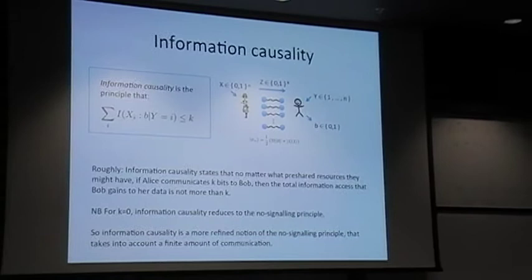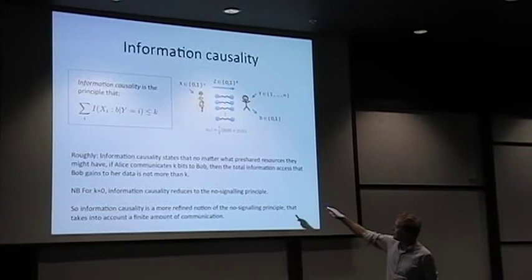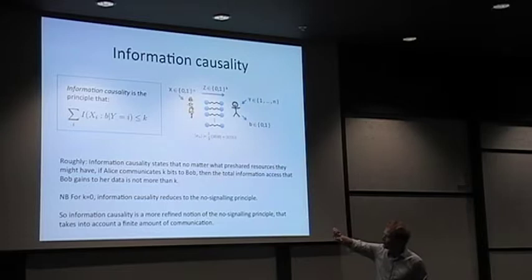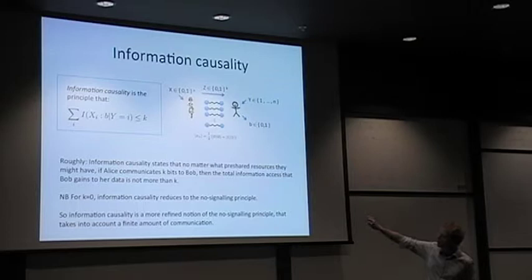It's saying that no matter what pre-shared resources they might have, entanglement for the quantum people, shared random data for the classical people, if Alice communicates k bits to Bob, then the total information access that Bob gains to her data is no more than k.